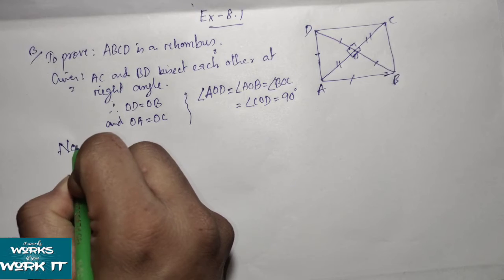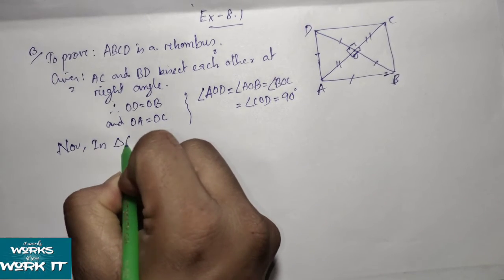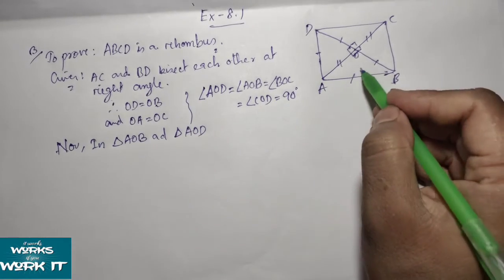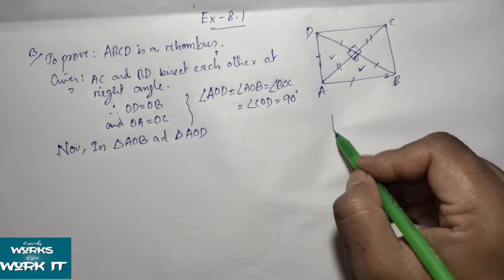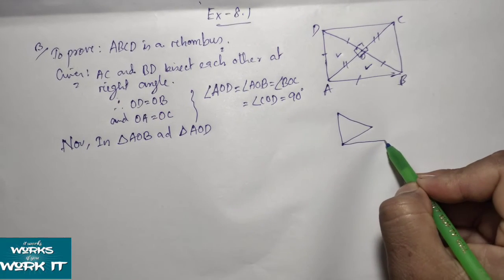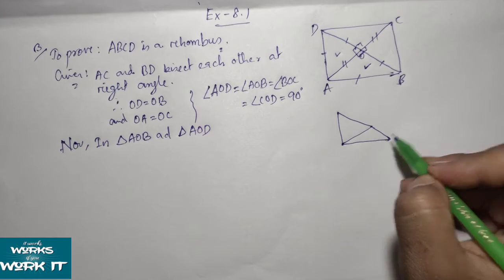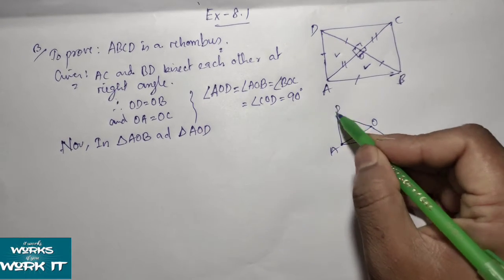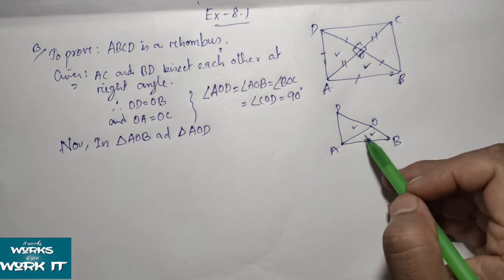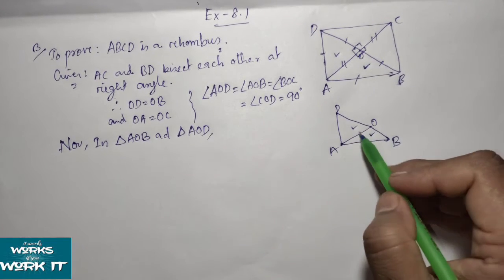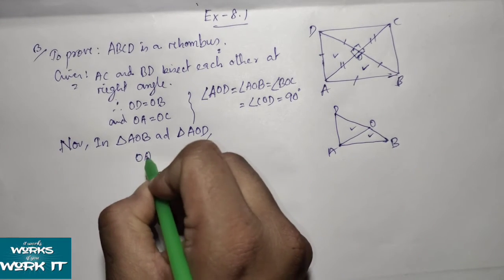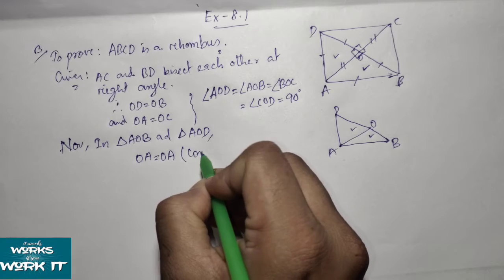So now we will take triangle AOB and triangle AOD. This triangle and this triangle we are taking. If I draw separately here, AOD and this one is B. These two triangles need to be shown congruent, and for congruence we need three things equal in them. Now I can take OA as a common side, so they will be equal.